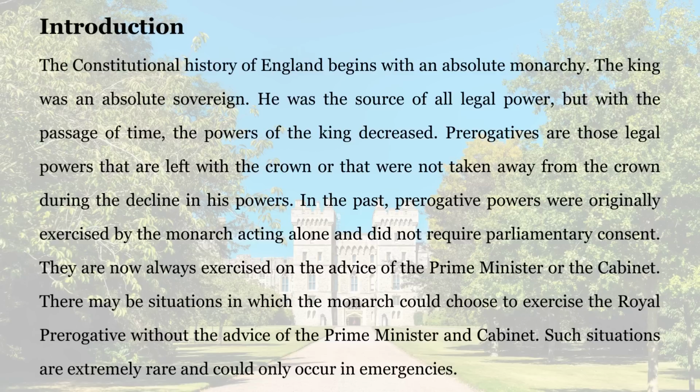Prerogatives are those legal powers that are left with the Crown or that were not taken away from the Crown during the decline in his powers. In the past, prerogative powers were originally exercised by the monarch acting alone and did not require parliamentary consent. They are now always exercised on the advice of the Prime Minister or the Cabinet. There may be situations in which the monarch could choose to exercise the royal prerogative without the advice of the Prime Minister and Cabinet. Such situations are extremely rare and could only occur in emergencies.